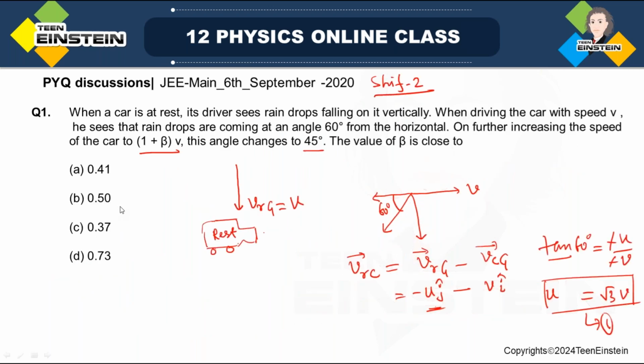So let us see the options. There are options nearly this: 0.41, 0.5, 0.37. Anyway, I should get 0.37, but I'm getting nearly 0.44. Just let me see where we have made a small mistake.